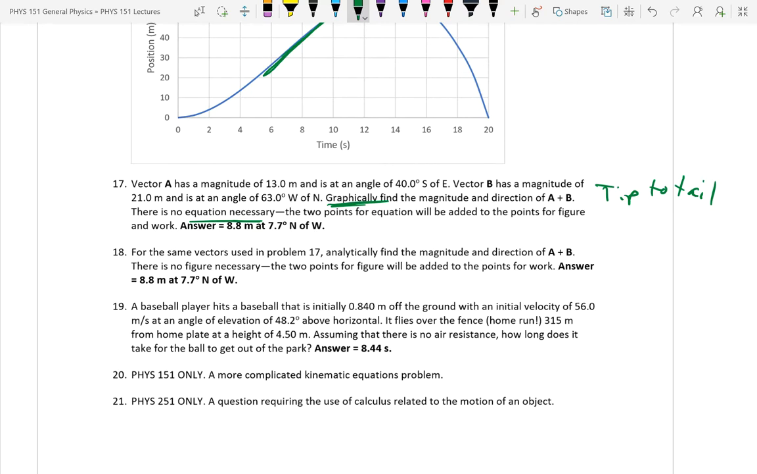Then for number 18, you've already drawn the figure in number 17, so you don't have to draw an additional figure, and you have to do it analytically. That's breaking into components and adding the components. So you have the same answer for both of these because it's the same problem, solving it 2 different ways. And then more difficult problems, you have to show your work and so on.